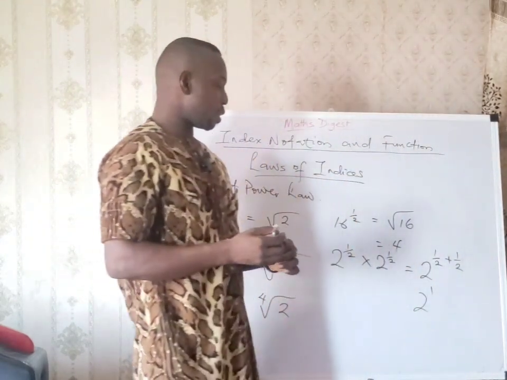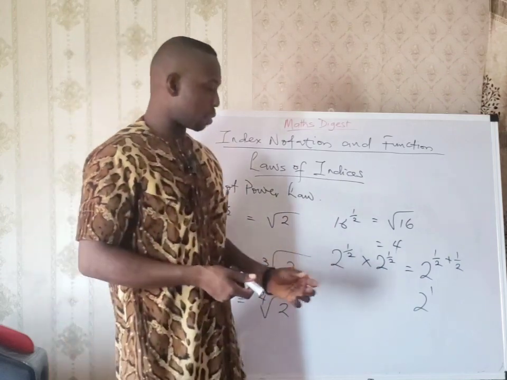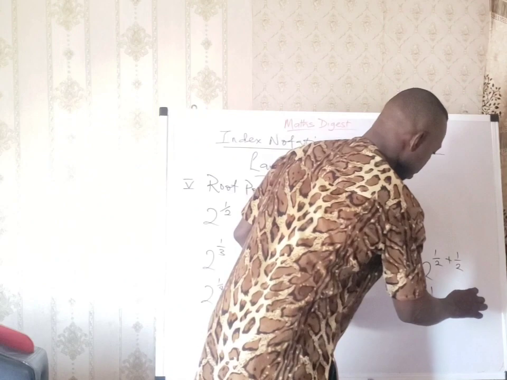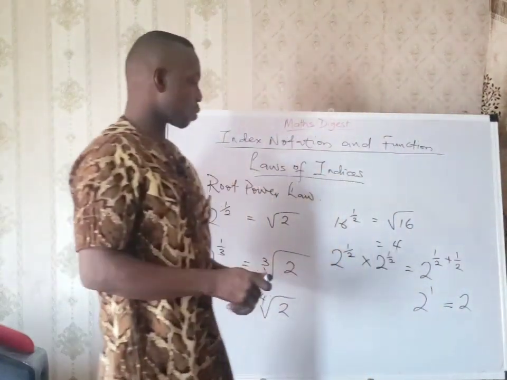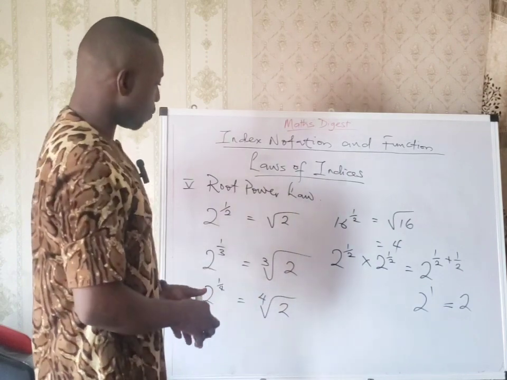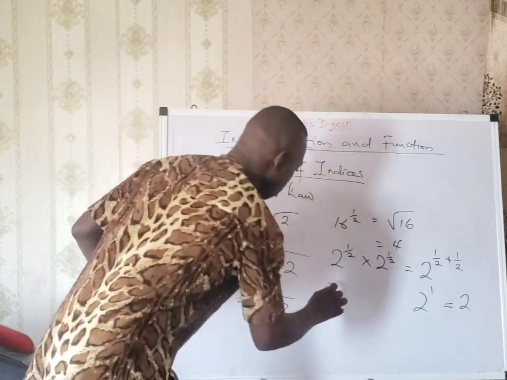And any number raised to power 1, we are coming to that. Any number raised to power 1 is still what? Itself. So we have 2. Okay.